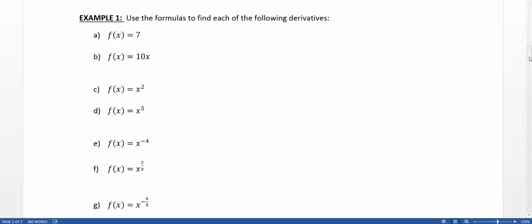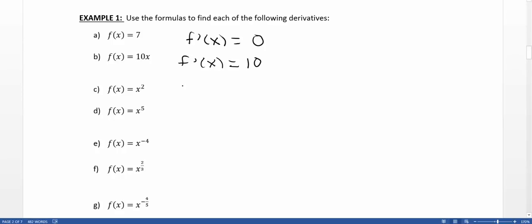Example 1. Use the formulas to find each of the following derivatives. So for part A, I have f of x equals 7. That's a constant. That means that if I were to take the derivative of that, I would get 0, because the derivative of any constant that's by itself is just 0. For B, I have 10x. So that's in the form mx. I have a number times x, which means when I take the derivative, it's just that number. Notice that a and b are different. A is a constant that's by itself, whereas b is a constant attached to the variable. So these result in different outcomes.